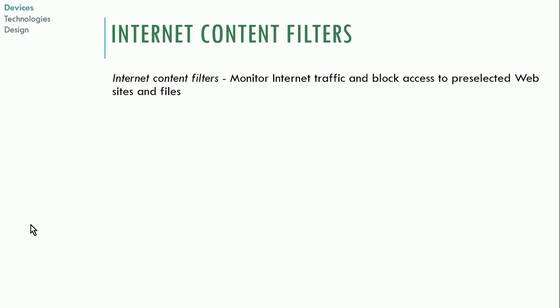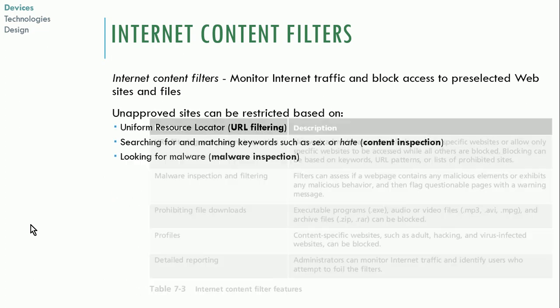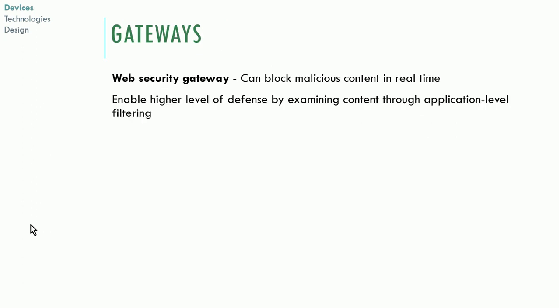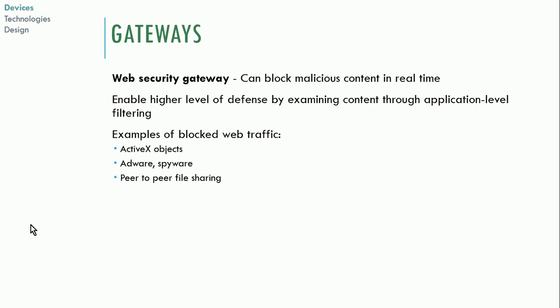So internet content filters. Oh, I'm sorry, I have that in here twice. So a web security gateway can block malicious content in real time. It's a higher level of defense by examining content through application level filtering. So examples could be blocking ActiveX controls, which are generally insecure, looking for adware and spyware, peer-to-peer file sharing.